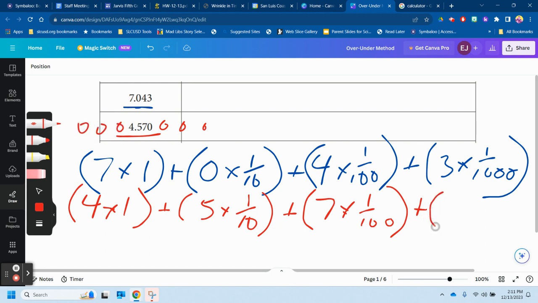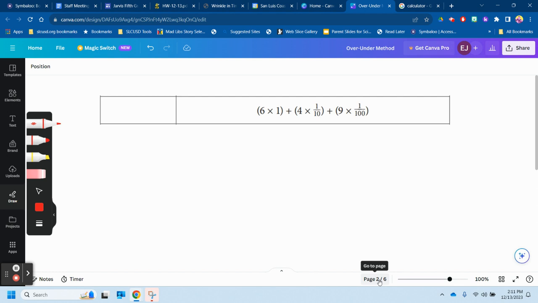So I think it's a little silly, but I think what they want you to write is 0 times 1/1000. Okay, so that's kind of what it should look like. Apologize for my sloppy handwriting. I'm writing on a screen. So here's the opposite. We have 6 times 1, which is 6. That's 4 times 1/10, so 4/10. 9 times 1/100, so 6.49. It's a little easier to write out.